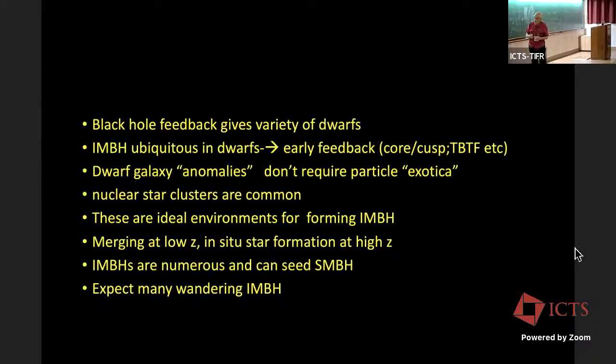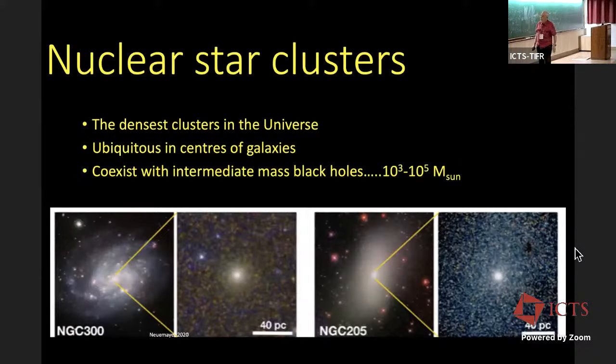Okay, so let's move on. And let me now show you images of nuclear star clusters. So these are nearby dwarf galaxies. And when you look at them carefully, you see these bright, barely resolved points of light in the center.